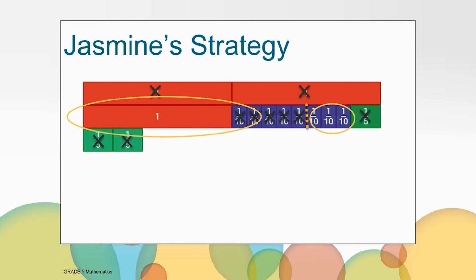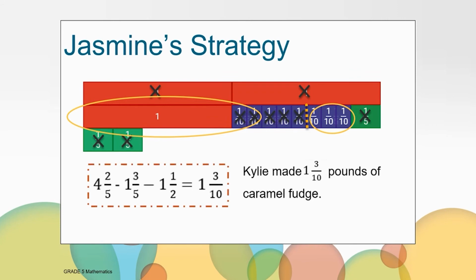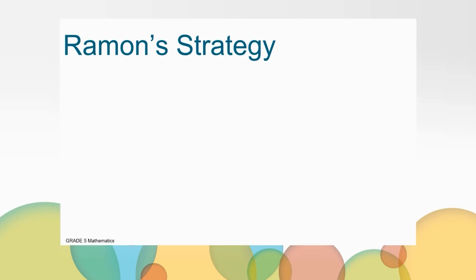What number sentence would you write to match Jasmine's strategy? Yep. 4 2/5 minus 1 3/5 minus 1 1/2 equals 1 3/10. So Kylie made 1 3/10 pounds of caramel fudge. Raymond had a different strategy.